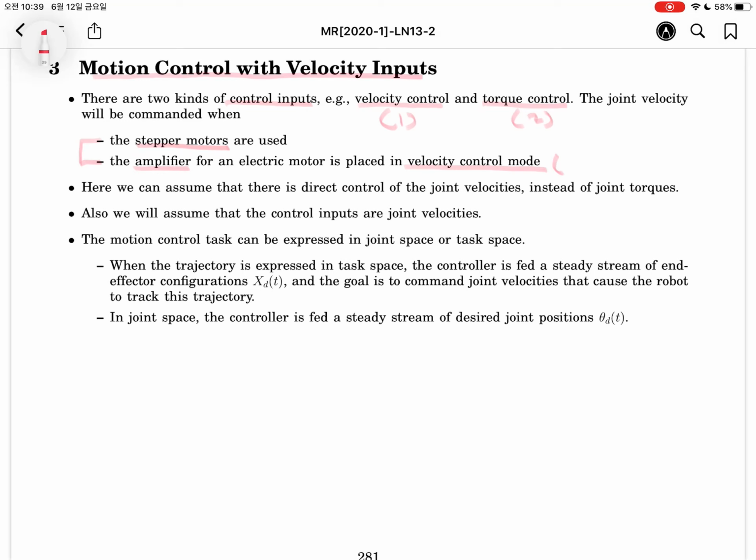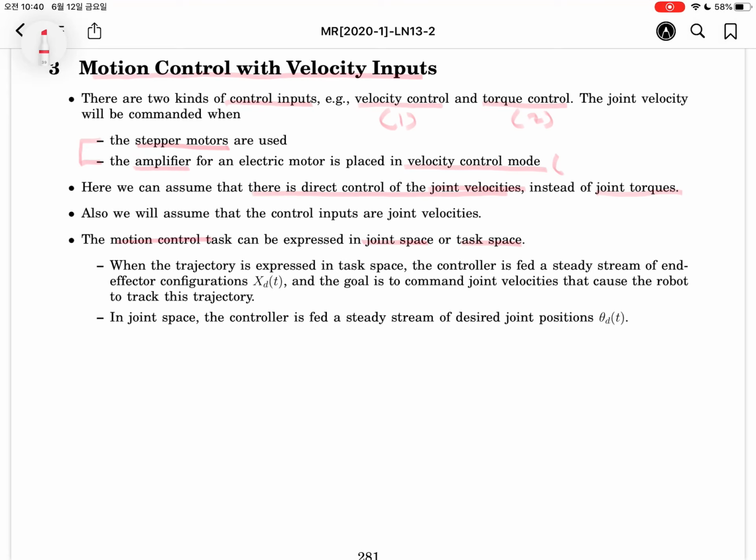But now many kinds of robot systems have adopted the joint torque control mode. So in our lab we have many cobot robot systems instead of industrial robots. We will assume that there is direct control of joint velocity instead of joint torque control. Joint velocity will be the control input. And the motion control task can be expressed in the joint space or task space.